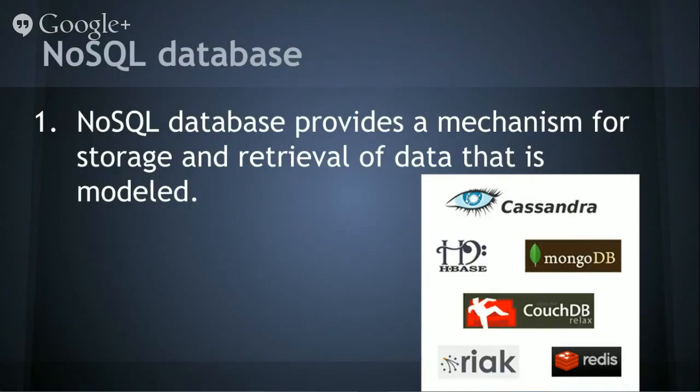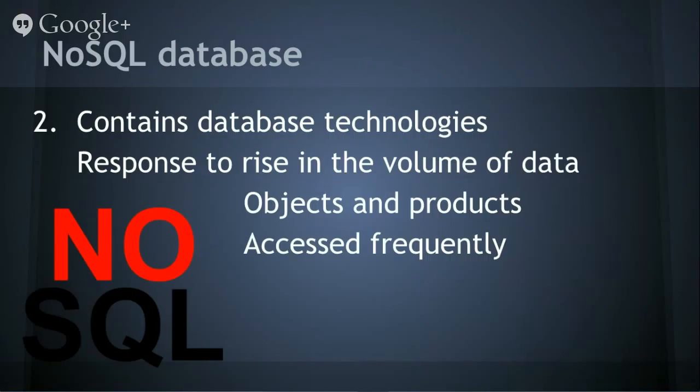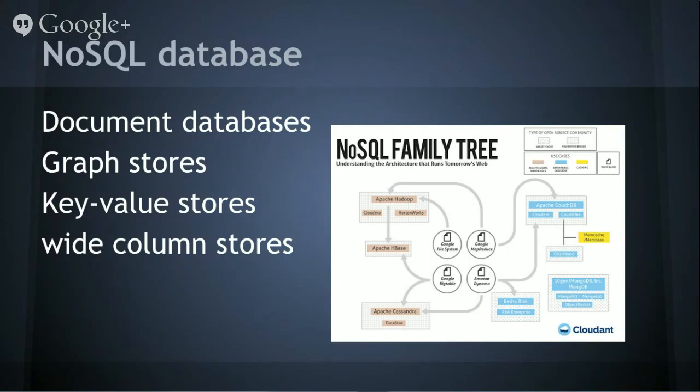A NoSQL database provides a mechanism for storage and retrieval of data that is modeled differently. In addition, NoSQL is also an important part of databases. NoSQL contains a wide variety of different database technologies and was developed in response to a rise in the volume of data stored about users, objects, and products, and the frequency with which this data is accessed. Among the NoSQL database types, there are document databases, graph stores, key value stores, and wide column stores.